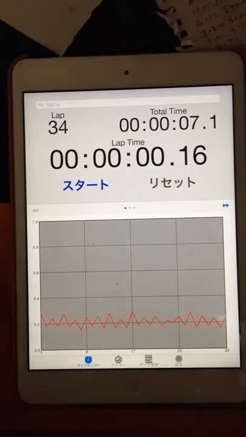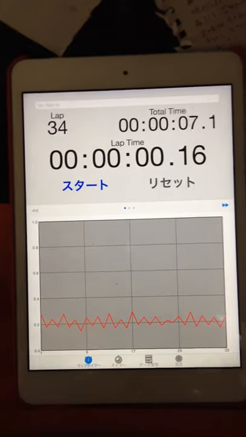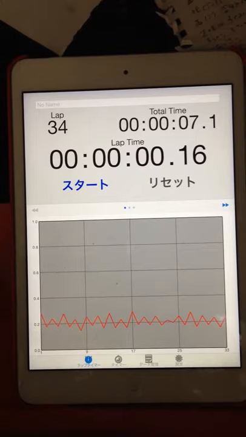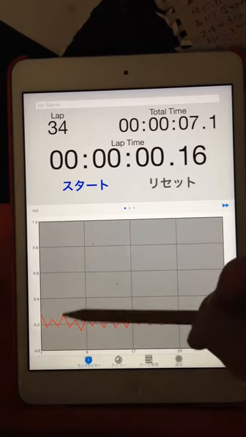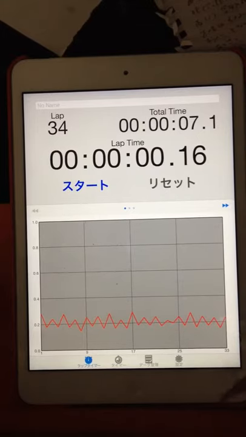1, 2, 3, 4. 7.1 seconds for 4 laps. Multiply by 2 equals 0.42 seconds for 1 beat. Front and back is not.